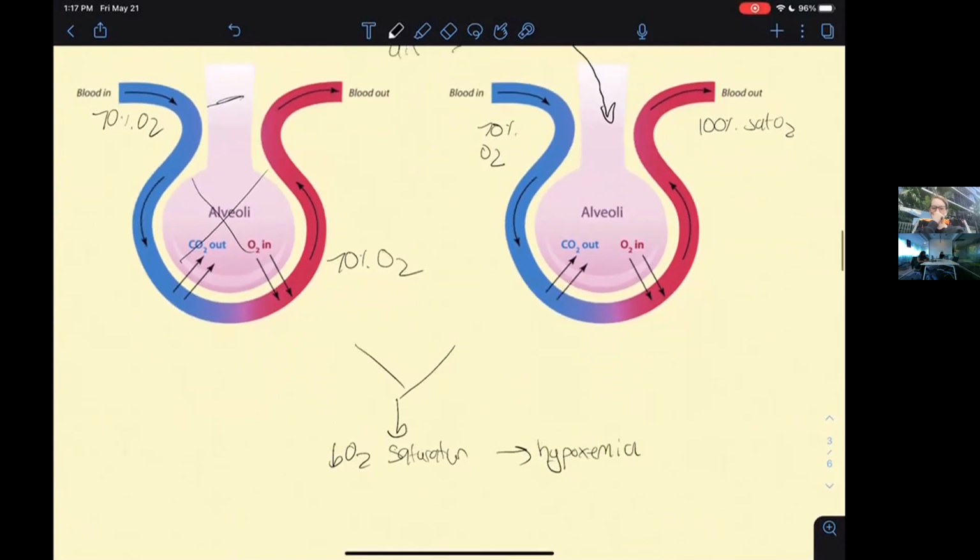So with dead space, even though you might have a blockage in the blood, that doesn't actually impair gas exchange, right? But if you block the alveolus, it does impair gas exchange, so your O2 saturation is decreased. Does that make sense?